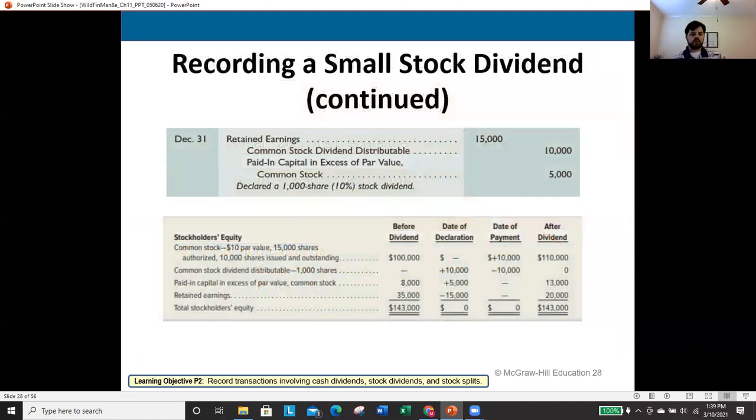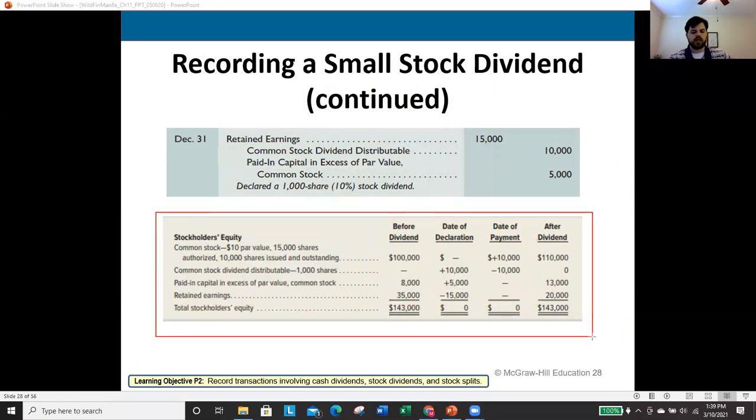Now, if I actually want to look at what has happened to my equity after this small stock dividend, you'll notice that there hasn't really been a change. So if I zoom in on this section down here, all I'm noticing is that some stuff has been moved around. But in truth, the actual total for stockholders' equity zeroes out. So before the dividend, I had $100,000 in common stock. Now I've got an extra 10. So this is now 110.